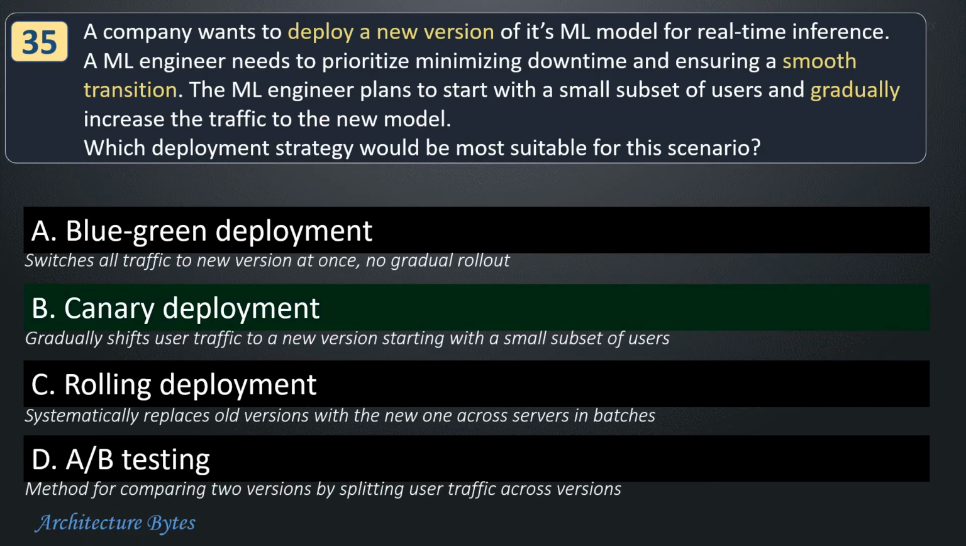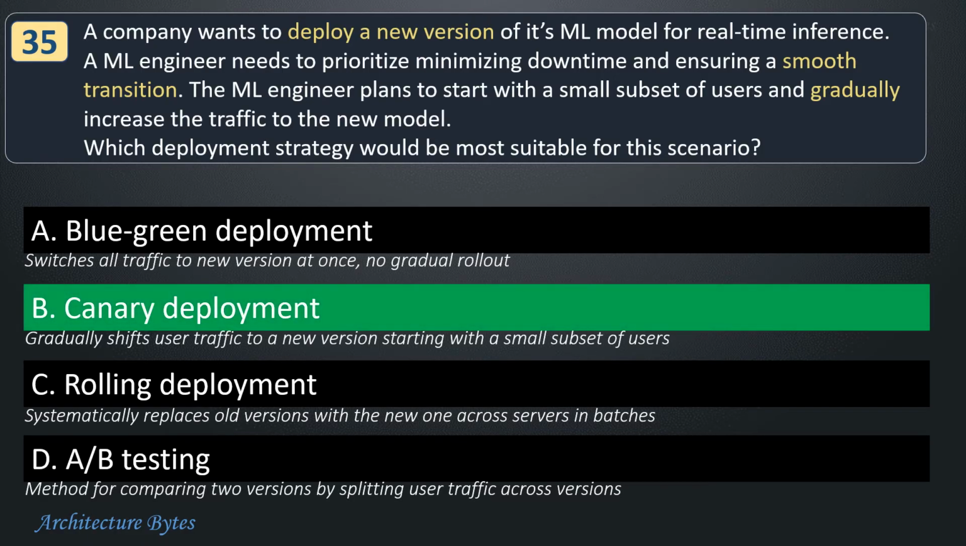Option B, canary deployment, is the right answer here. Here we gradually shift user traffic to the new version, starting with a small subset of users, allowing for monitoring and risk mitigation before a full rollout. In case of blue-green deployment, here we switch all traffic to the new version at once after deployment. So there is no gradual rollout here.